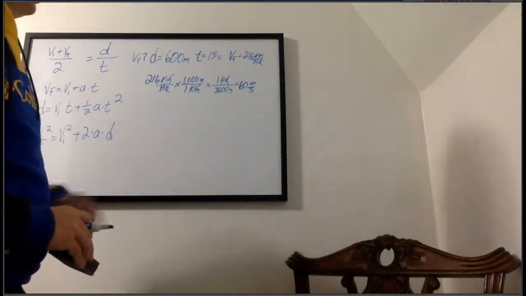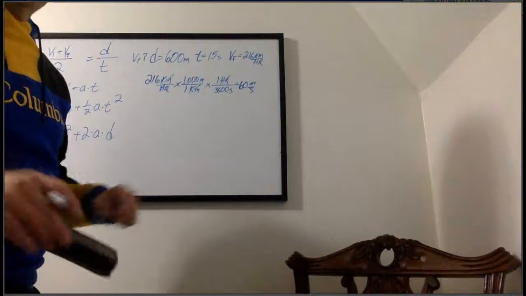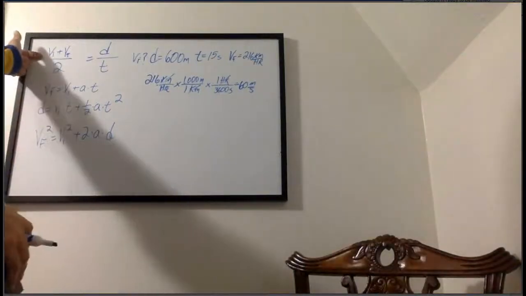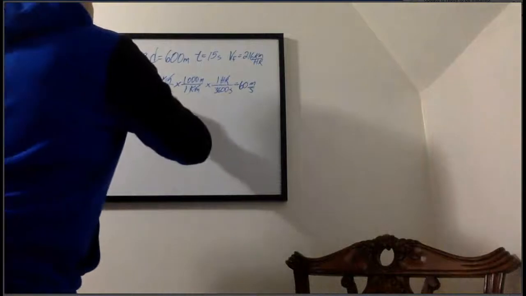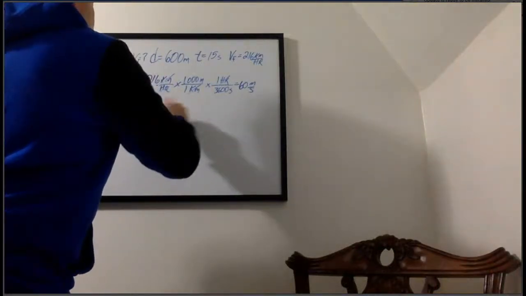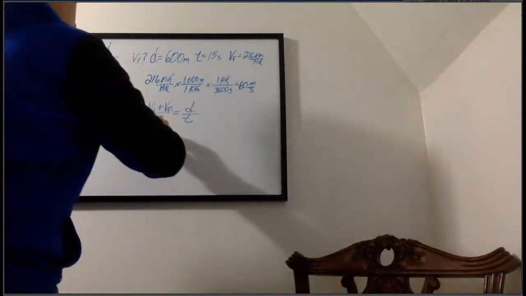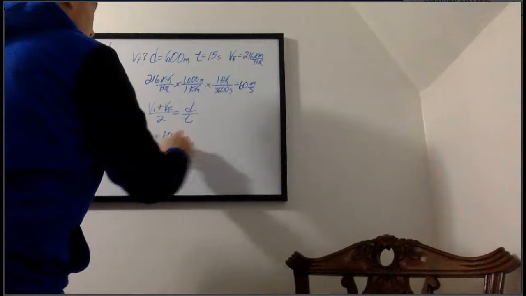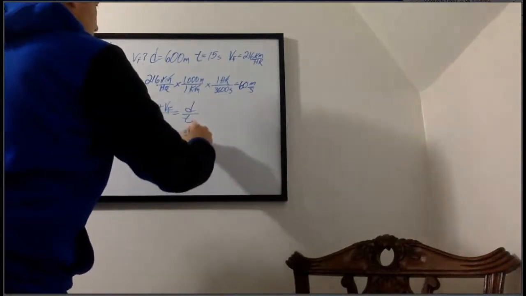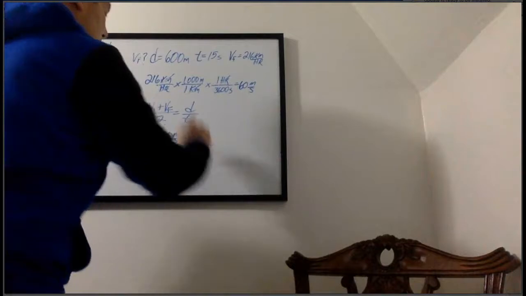All right, so I have VI, D, T, and VF. Notice that there is no A in this equation. Well, the only equation that doesn't have an A in it is that first one we worked with. So that's the one we're busting out now. VI plus VF over 2 equals D over T. VI we don't know, but VF we do know is 60 meters per second. We do know the displacement is 600 meters. We know the time is 15 seconds.